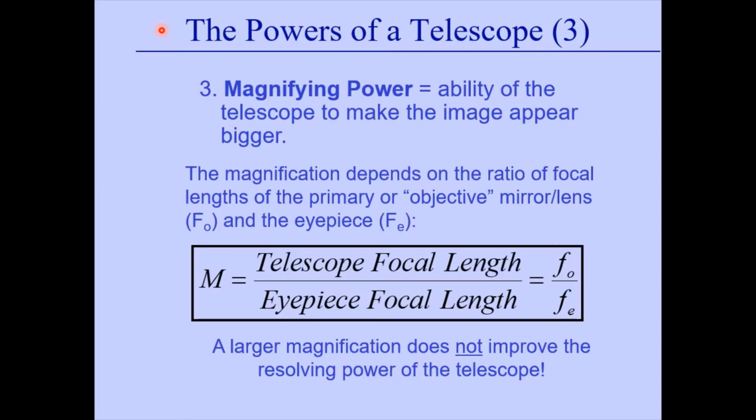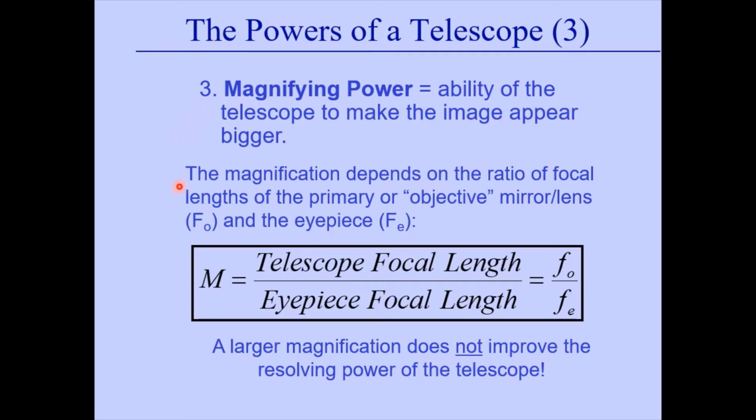The third power of a telescope is the magnifying power. A lot of people think that this is the most important power of a telescope, but it turns out that magnification is the least important property, and we'll see why shortly. But magnifying power is the ability of the telescope to make the image appear bigger. And in astronomy, obviously this is important because, again, a lot of the objects we're looking at are so far away that they would appear very small if we weren't able to magnify, which effectively brings the object closer.